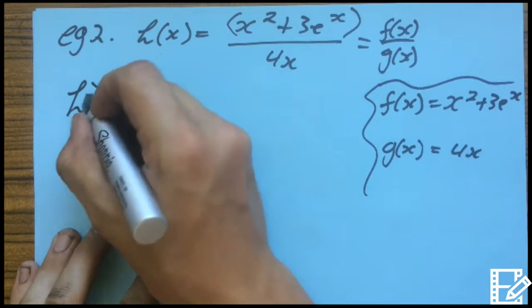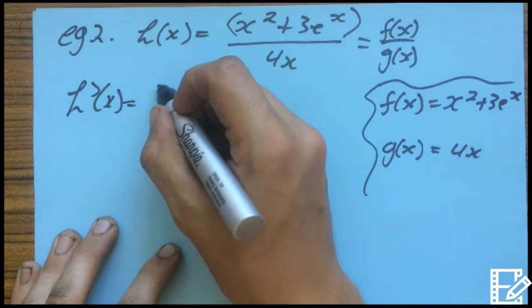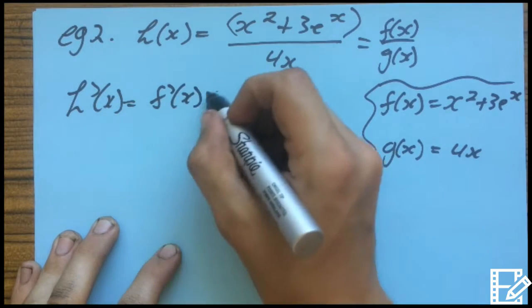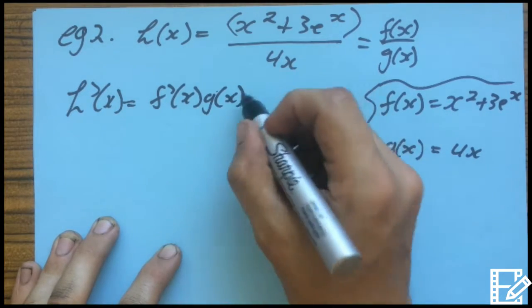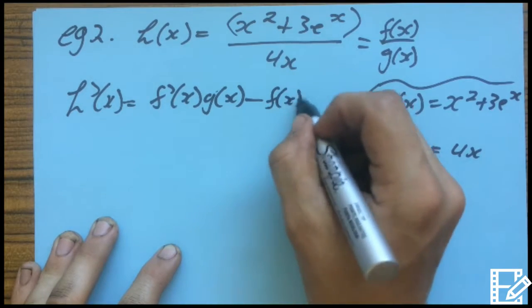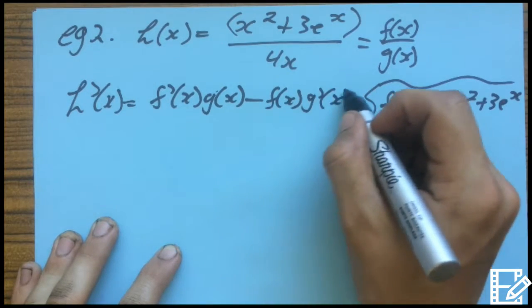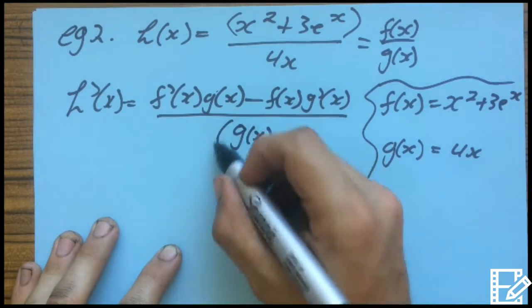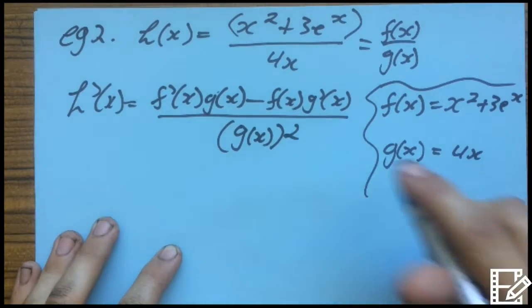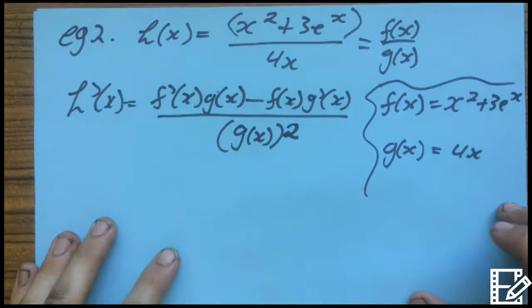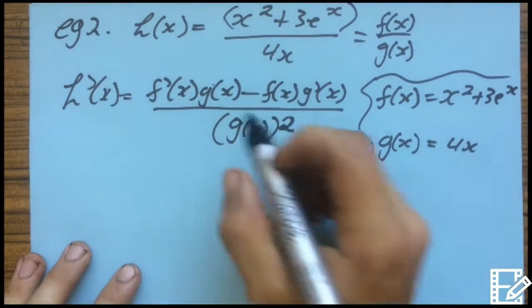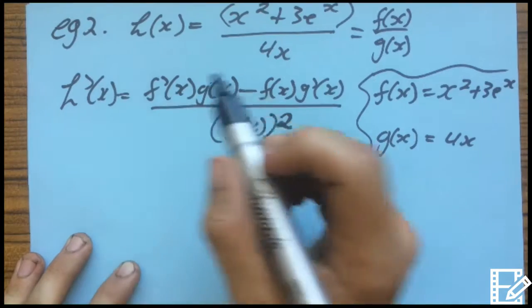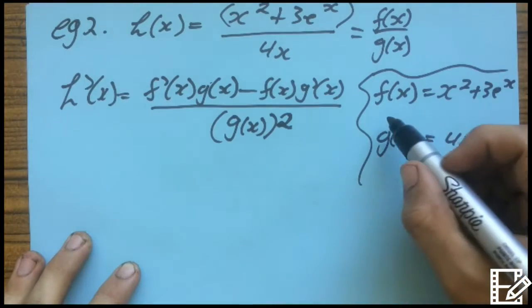Now the formula for the derivative is the derivative of f(x) multiplied by g(x) minus f(x) multiplied by the derivative of g(x) all over g(x) squared. So we need to find the derivative of f(x), we need to find the derivative of g(x).